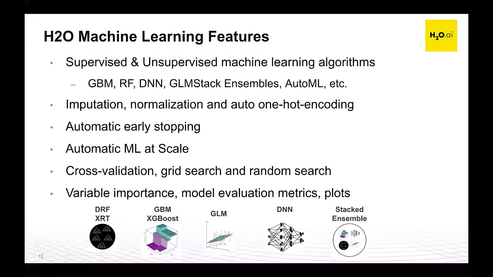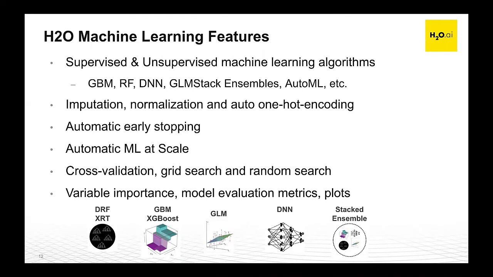Now let's look at some of the machine learning features of H2O. So H2O has a plethora of machine learning algorithms, right from supervised to unsupervised and also deep learning. It also has an automated machine learning algorithm, which automates the entire machine learning process. We are going to cover H2O AutoML in the third session, so make sure you mark those dates. It also has the ability to impute, scale, and normalize your data. And if your data has categorical variables, it can auto one-hot encode them. So it takes care of those.